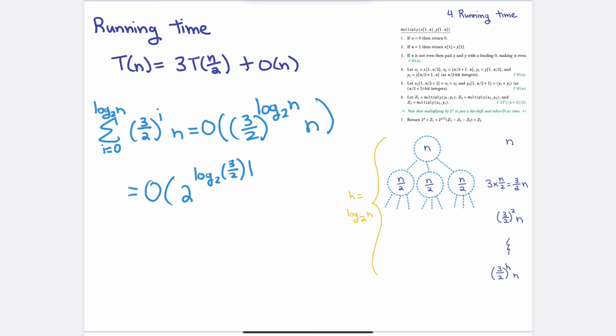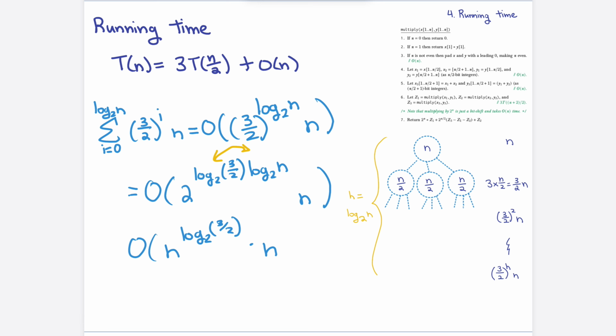Times log base 2 of n, times n. So I just put the 3/2 up in the corner, and now it's easier to bring down this n. You'll get something like n to the log base 2 of 3/2 times n. To go a little more slowly, up in the exponent, I can first reverse the order of these two. Put the log 2n on the inside, and then 2 to the log base 2 of n is n, just by what logs are.